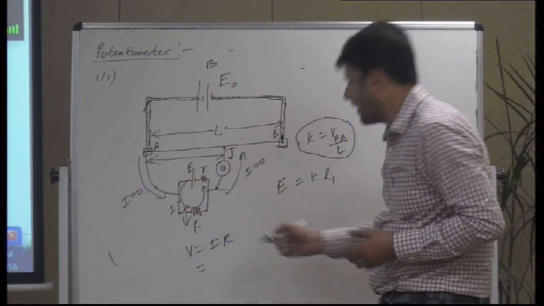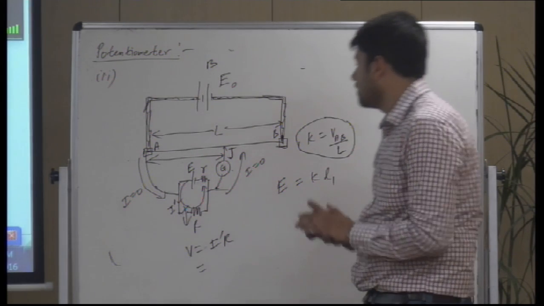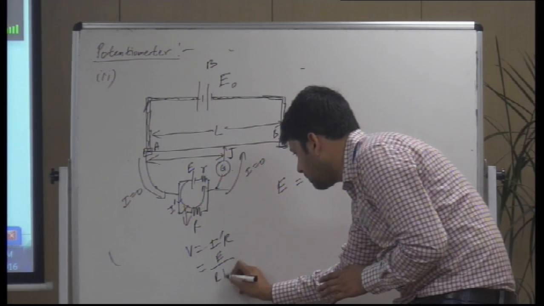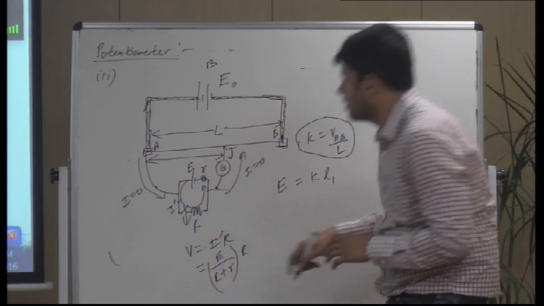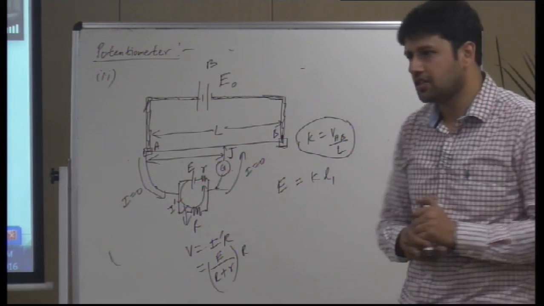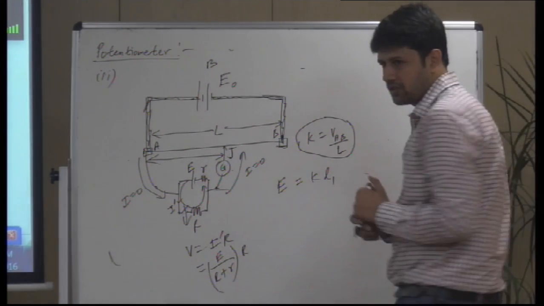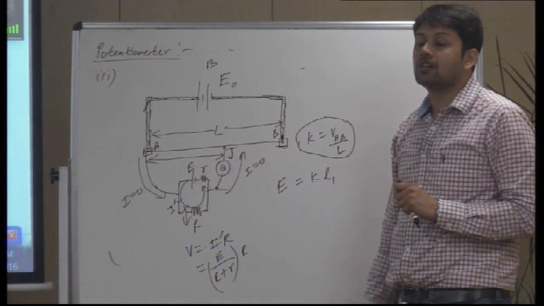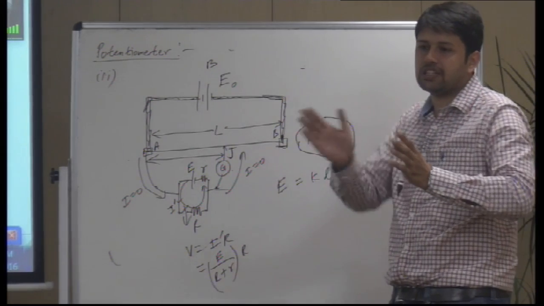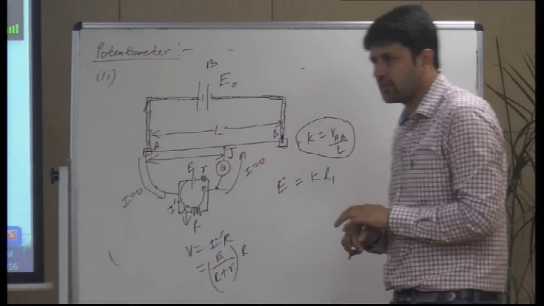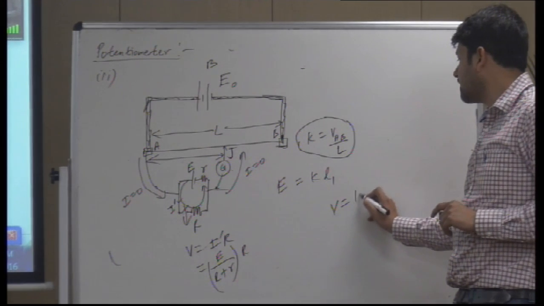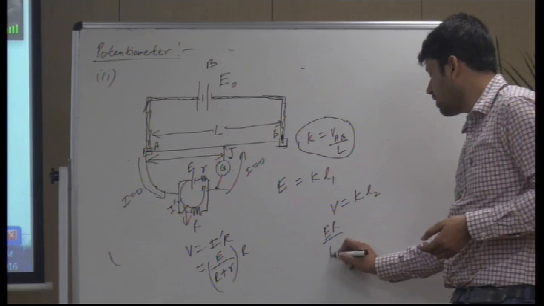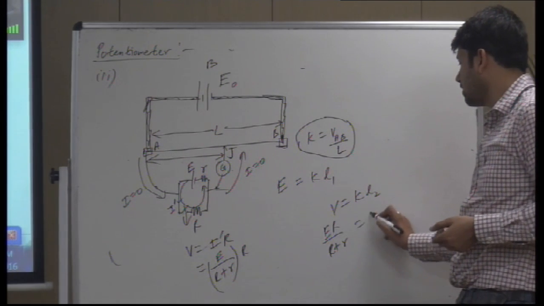This is I dash. Now this current, how much would it be? E upon R plus small r, into capital R. E is the voltage upon the total resistance. Is it okay? So this time you are balancing voltage with the length found in the second iteration. Okay, you are trying to find the voltage. So voltage would be K L2, where it is E R upon R plus small r, K L2.